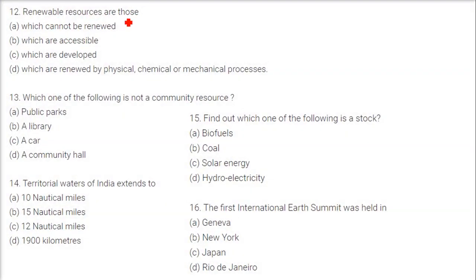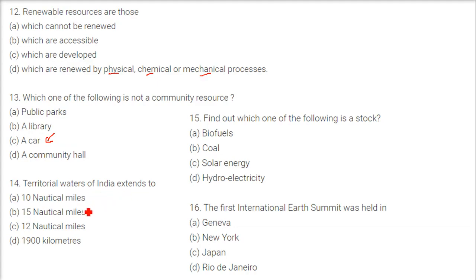Renewable resources are those which are renewed by physical, chemical and mechanical processes. Which one of the following is not a community resource? The answer is a car. A car can be yours; you buy it, you register it. Everyone has access to public parks, libraries, community halls, but not to your car.